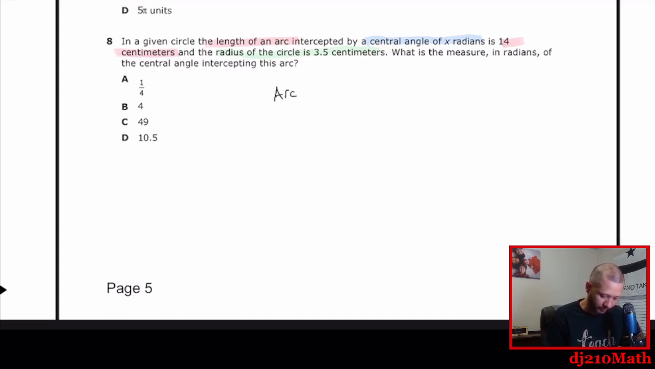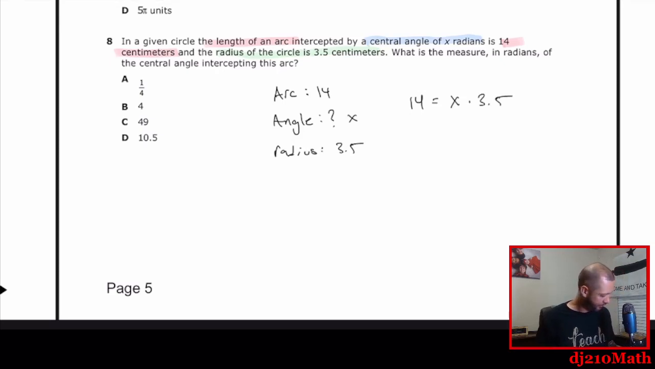So arc 14, angle unknown, or x rather, and then the radius 3.5. So we put it all together. 14 is equal to x times 3.5. Divide both sides by 3.5. We get B, 4. And it's in radians already.